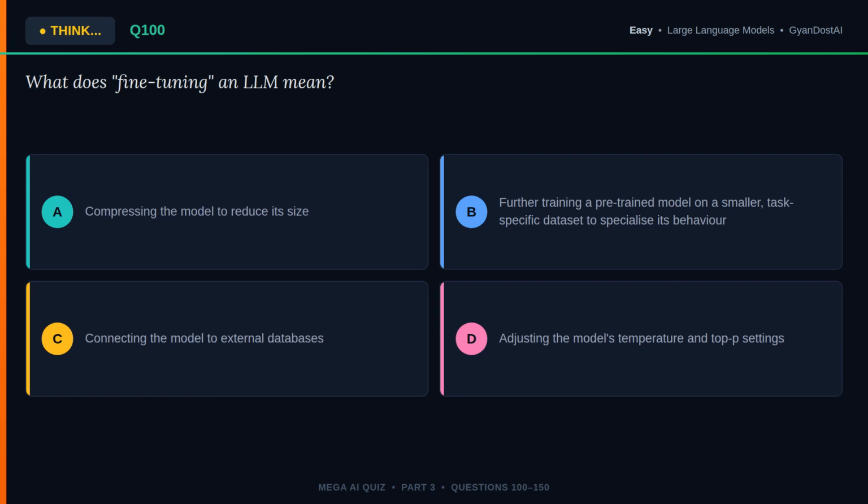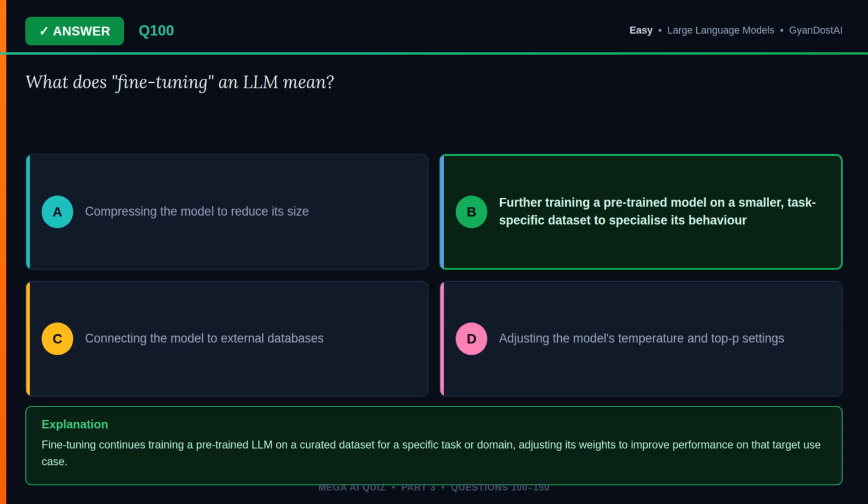Question 100. What does fine-tuning an LLM mean? Option A. Compressing the model to reduce its size. Option B. Further training a pre-trained model on a smaller, task-specific dataset to specialize its behavior. Option C. Connecting the model to external databases. Option D. Adjusting the model's temperature and top P settings. The correct answer is B.